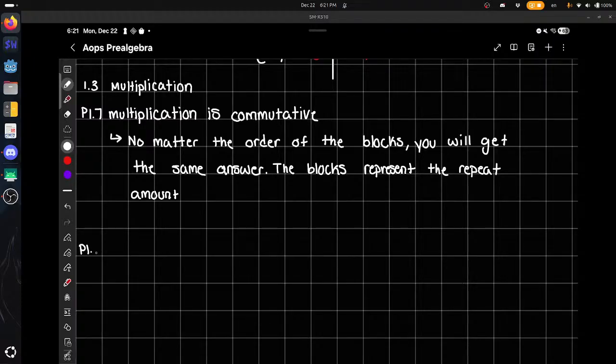So let's move on to the next problem. 1.8. So by counting the dots in the picture below in two different ways, explain why 2 times 3 times 4 equals 2 times 3 times 4. So there's 3 terms, and we haven't moved any of the numbers. So it looks like this.